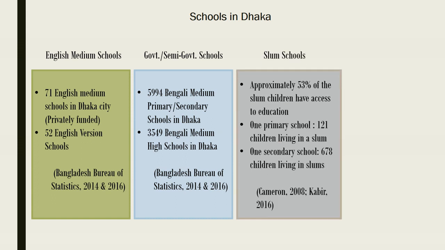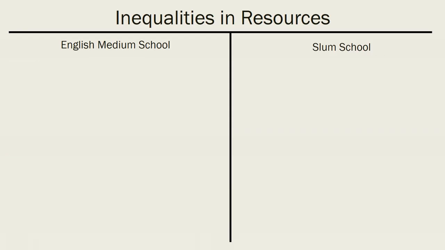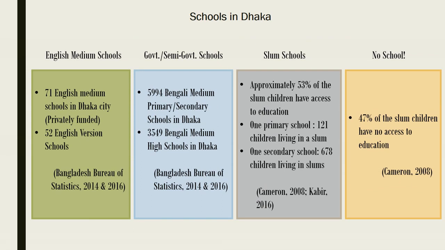And then there are some schools that are known as slum schools. Not all the slum children who live with their parents in slums in Dhaka get access to education. Only 53% of them have access to education. And even then, there is only one school for every 128 children living in slums, and one secondary school for every 678 children living in slums. And the rest, 47% of the slum children, have no access to education at all.